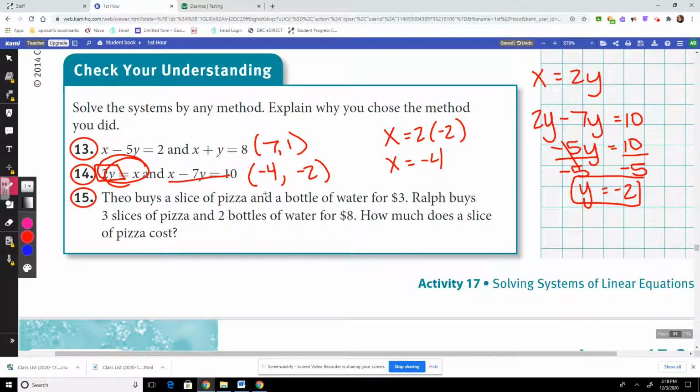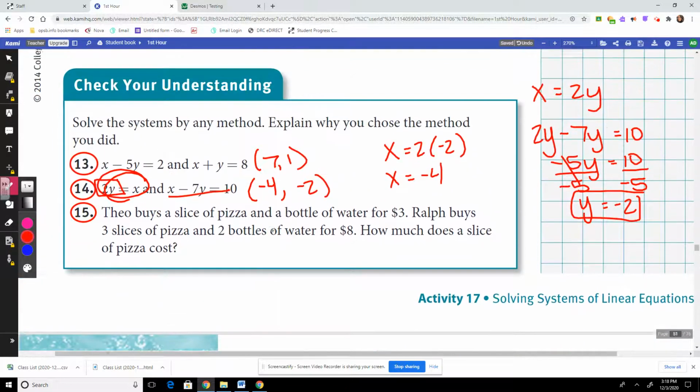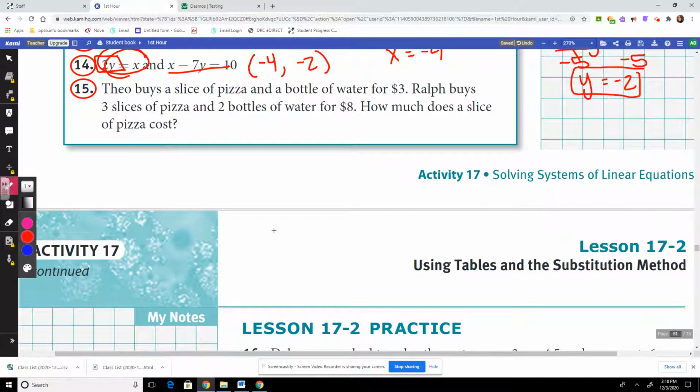Okay? Now, number 15. I want you to follow along with me on number 15, because it's important that you know how to set up systems of equations, because you are going to have to set up a system of equations on your own on your test. Okay, so let's write down all the information that we know here.